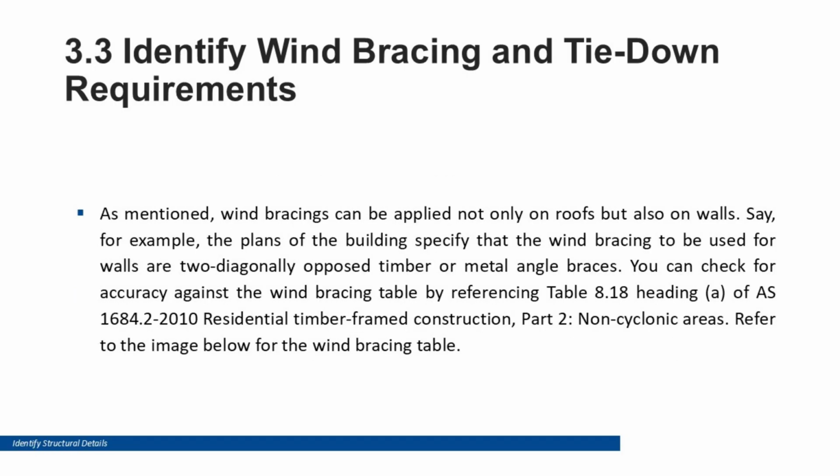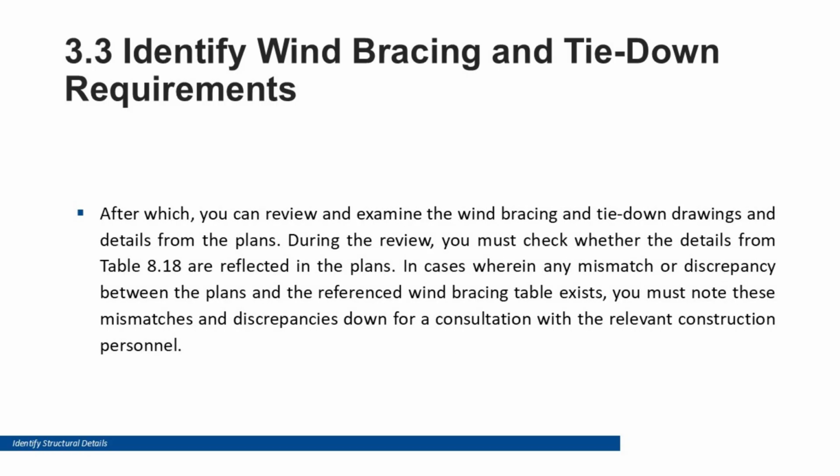Roof framing plans typically include a bracing requirements table that specifies size, configuration, fixing points, and installation method. Without proper bracing and tie-down systems, the building becomes vulnerable to movement, structural failure, or safety risks.